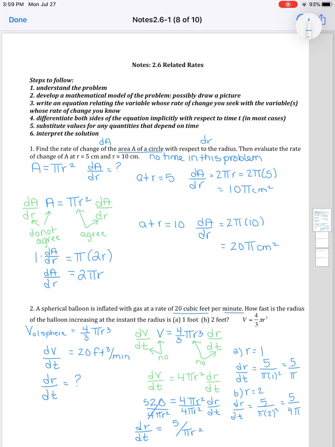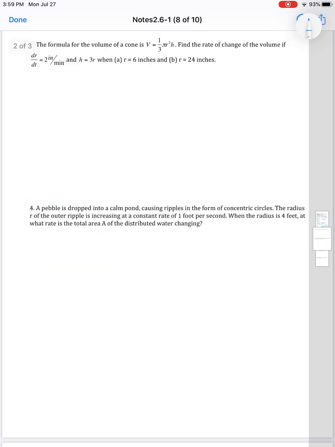And now if I have my equation, if r is 1, then I just have to take my equation and type it in, and I get 5 over pi. And for b, if r is 2, same thing. You take the same exact equation and type it in, and you get 5 over 4 pi.